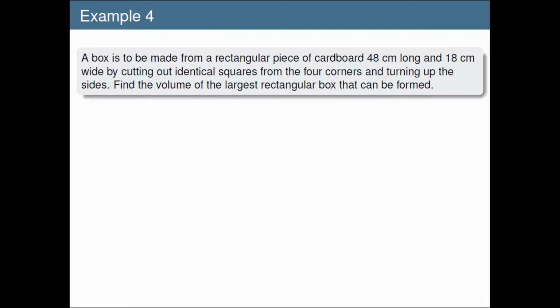Before we solve this problem, try to understand the problem first. Let's now solve this problem. So we draw a diagram.